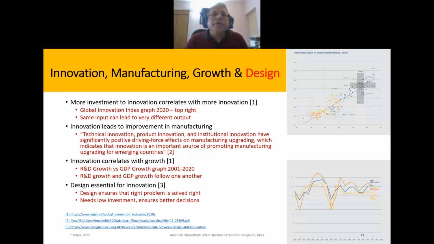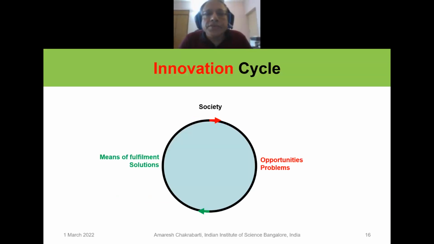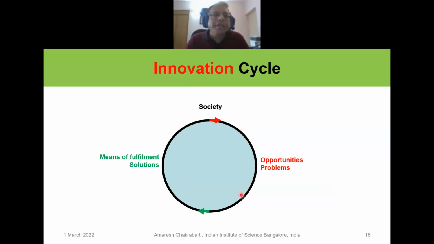So let's focus a little bit more on innovation. So what is innovation? Innovation is essentially finding opportunity in the society, and then finding means of fulfillment of the opportunities, and bringing this back to the society. So it starts with society, it continues through society into another cycle, and so on. So that's the cycle of innovation.